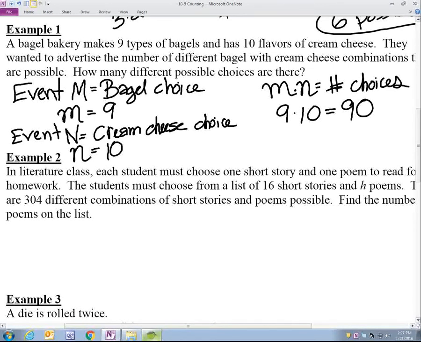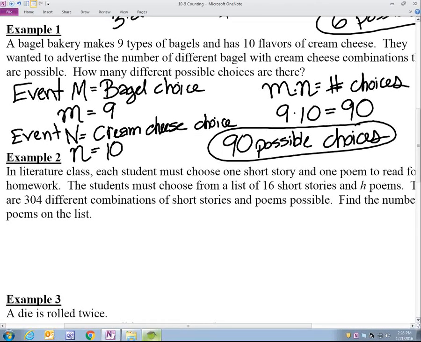And there are 90. And I'm going to rewrite it so it's answering the question that they're asking, because when there are words in the question, there must be what? Words in the answer. Beautiful. Wow, it's like we rehearsed that. Nice. 90 possible choices or combinations. So that means that 90 people could have something different than the other.